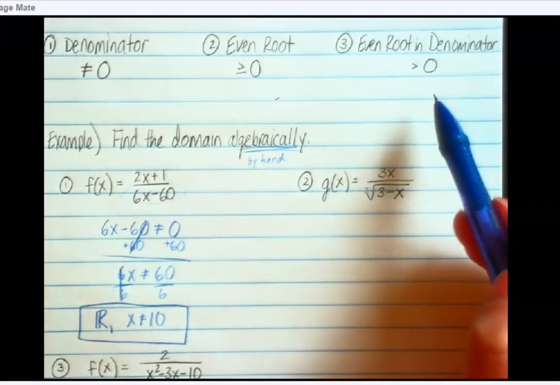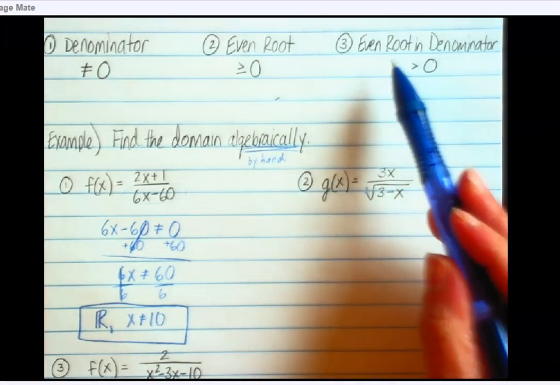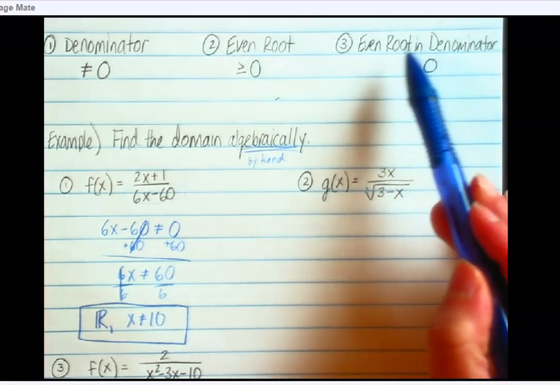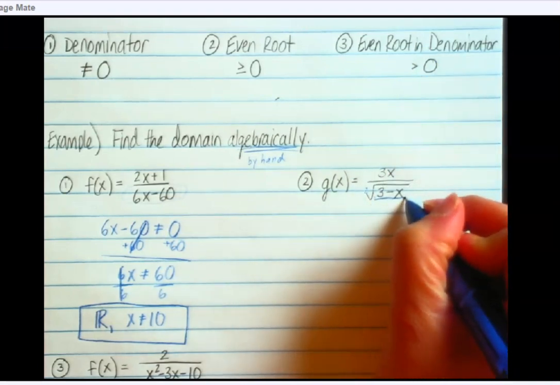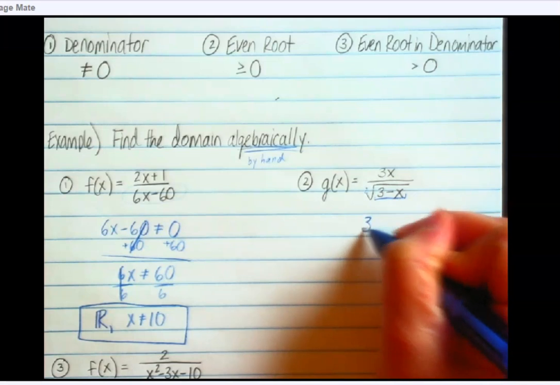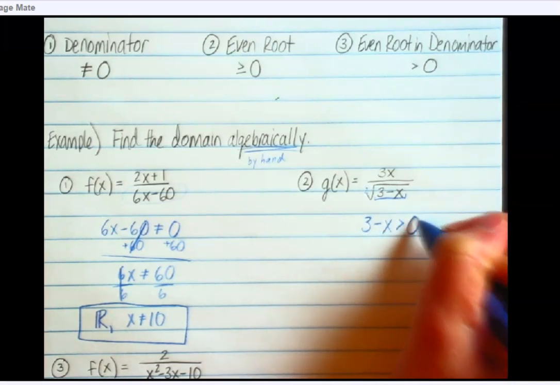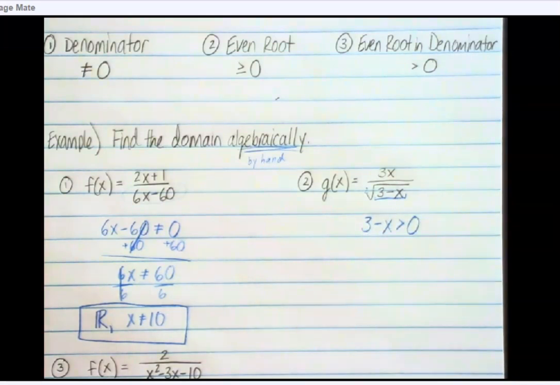Since it's both, we would actually say it's number 3. It's an even root in the denominator. So I'm just going to use this option for number 3. And that says whatever's underneath the even root, I'm going to set it greater than 0, and I'm going to solve that inequality.